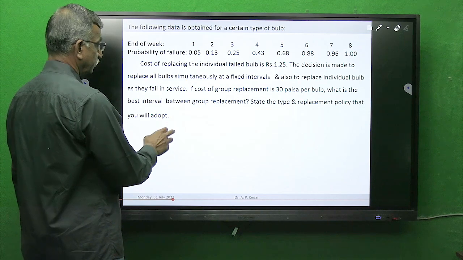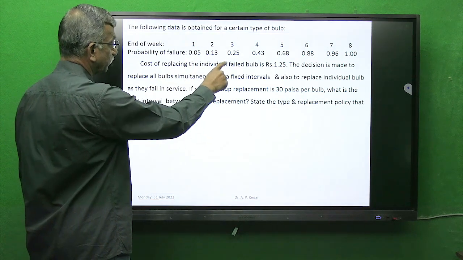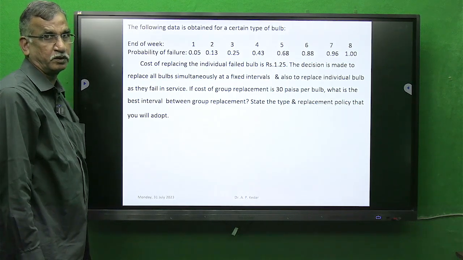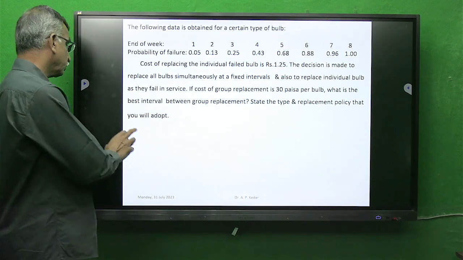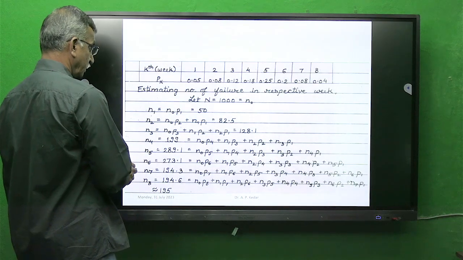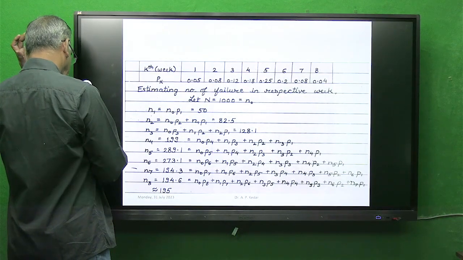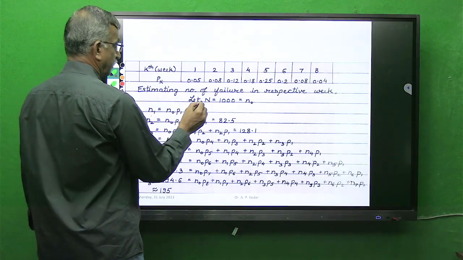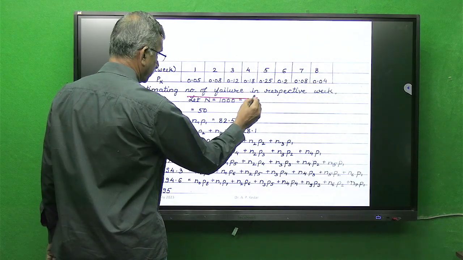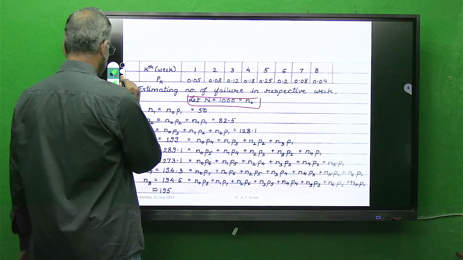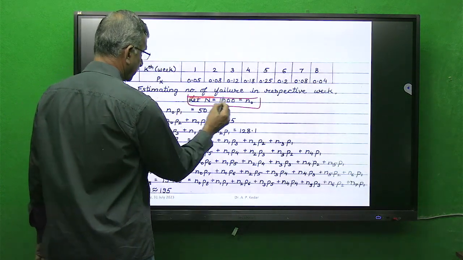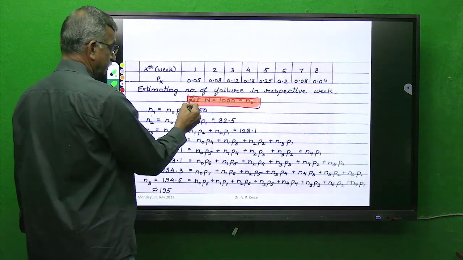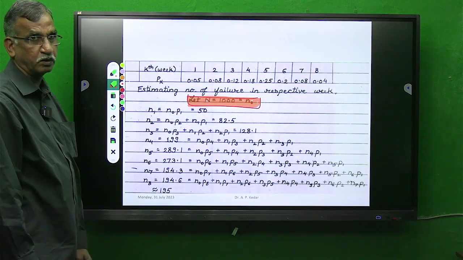So here you cannot see a value anywhere for the total number of bulbs. So here we will assume the total number of bulbs. So let's go ahead. This is the assumption. Let n equal 1000, the total number of bulbs. Since it is not given, we have assumed it.